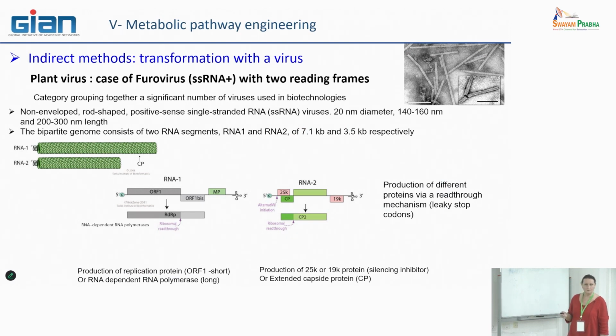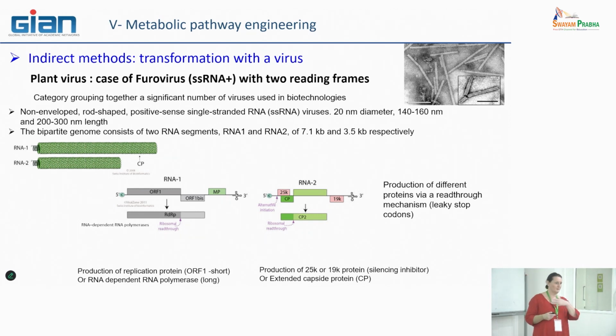And the last one that is also well used, in particular for silencing development, what I call VIGS, okay? They use this type of virus. It is the case of furovirus. This furovirus has also a genomic material as a single strand RNA, okay? And what is interesting, in fact, is that you have two molecules that have two specific reading frames. One is called RNA1, and the second one is RNA2, okay?